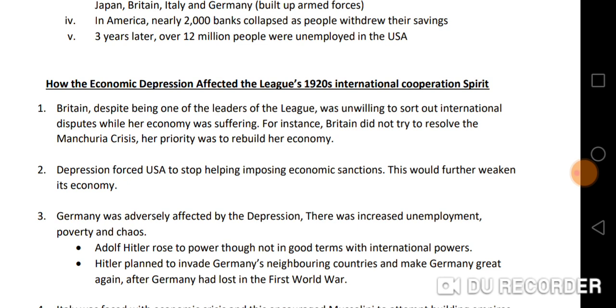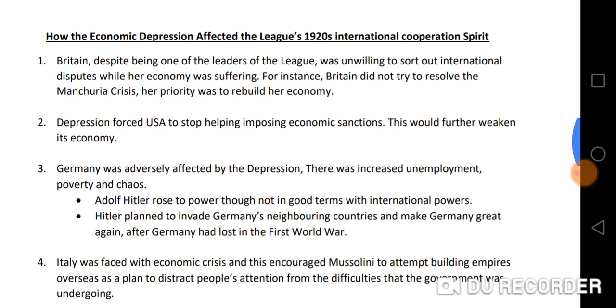And we'll go on to look at how the economic depression affected the League's 1920s international cooperation spirit. And so, one, Britain, despite being one of the leaders of the League, was unwilling to sort out international disputes while her economy was suffering. For instance, Britain did not try to resolve the Manchuria crisis as her priority was to rebuild her economy.